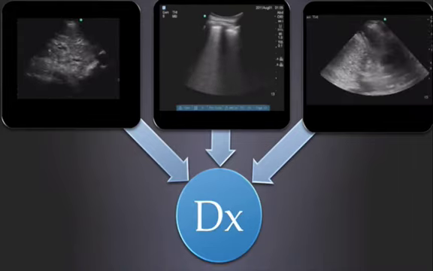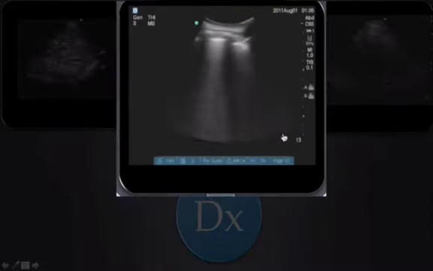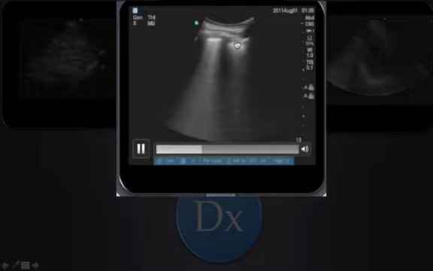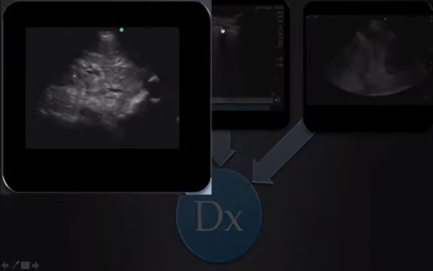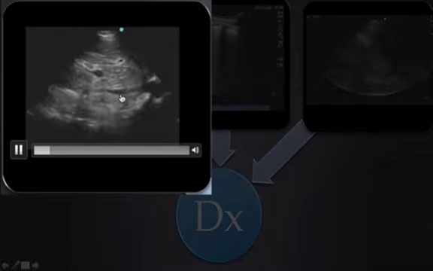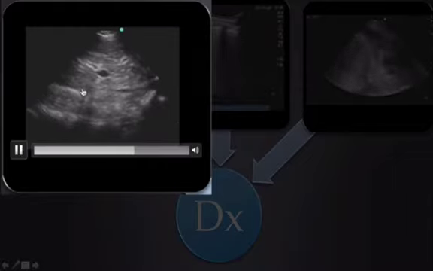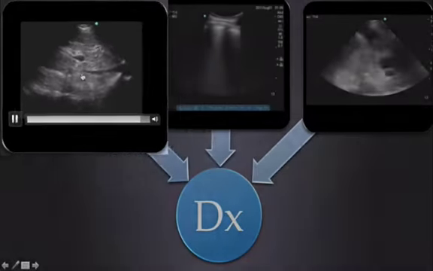Here's another one. We have fluid in the lungs. In this case, this fluid is only on the right side of the chest. We look at their IVC. It is very flat. This means that their central venous pressure is low. That does not go along with congestive heart failure.